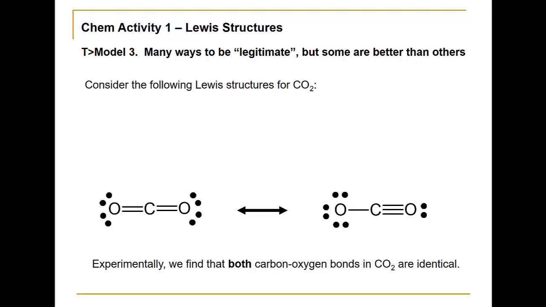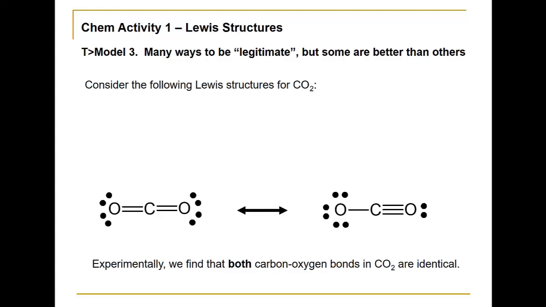How can we decide which resonance form contributes more? Notice that we're told experimentally we find that both carbon-oxygen bonds in CO2 are identical. I ask you to stop the video then and see if you can apply this information to choose the resonance form that best fits this data. The experimental data points to the fact that the left-hand structure contributes more to the resonance hybrid.